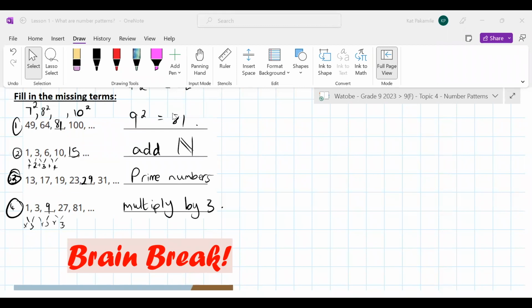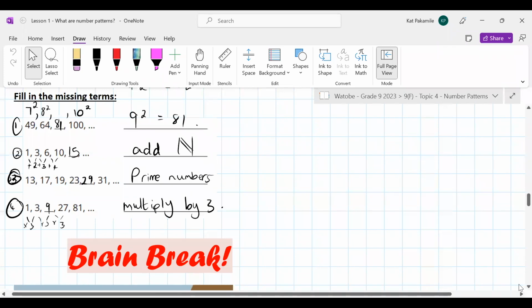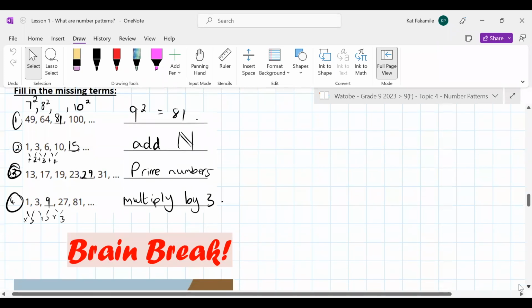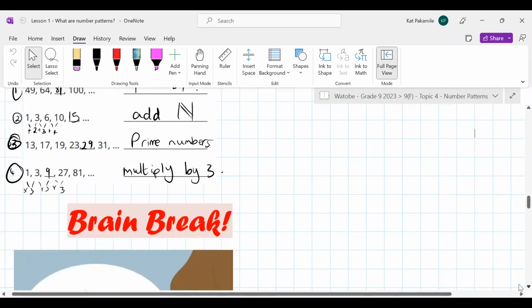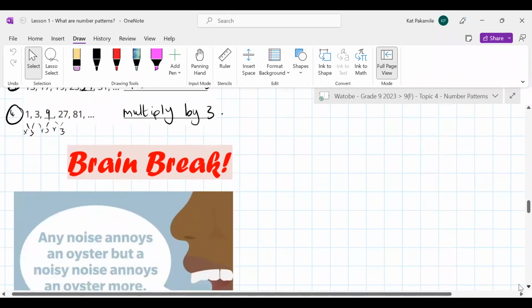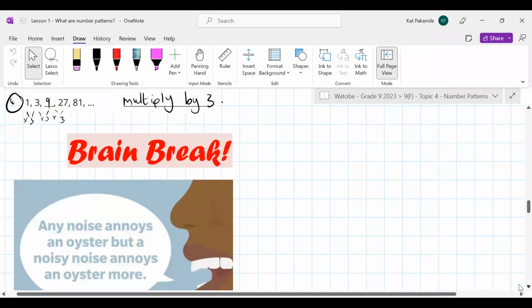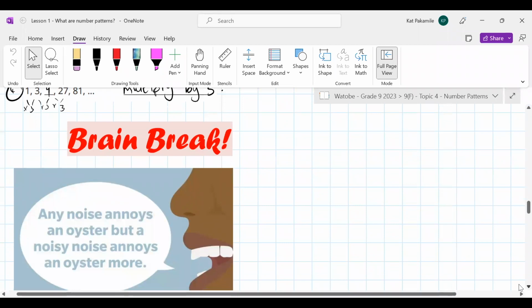Okay, I see Ndalo's hand shot up first. Hi, Ndalo. Hi, ma'am. Are you ready? Yes, ma'am. As fast as possible. Don't cheat us, okay? Yes, ma'am. Okay, let's hear. Any noise annoys an oyster, but a noise noises anyone's an oyster. You're cheating. Try again. You have another chance. Any noise annoys an oyster, but a noisy noise annoys an oyster more. There we go. Second try was much better. Thank you.